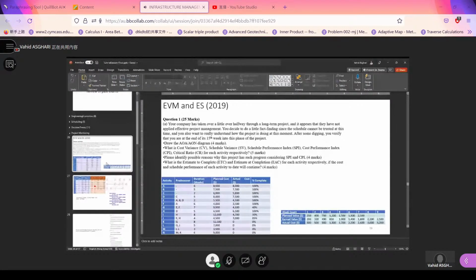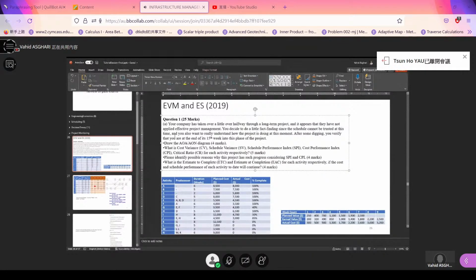Your company has taken over a little over halfway through a long-term project, and it appears that they have not applied effective project management. You decide to do a little fact finding since the schedule cannot be trusted at this time. And you also want to really understand how the project is doing at this moment. After some digging, you verify that you are at the end of its 15.